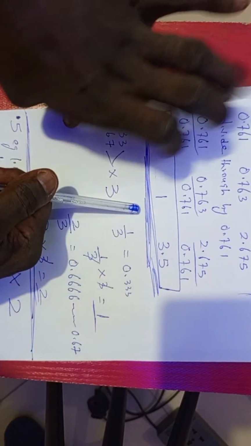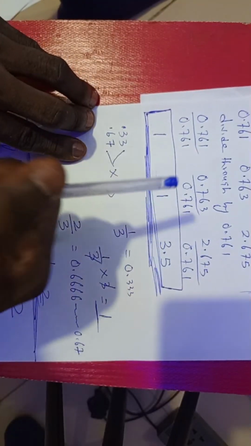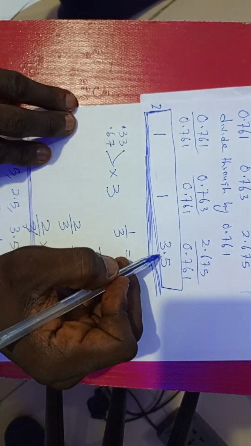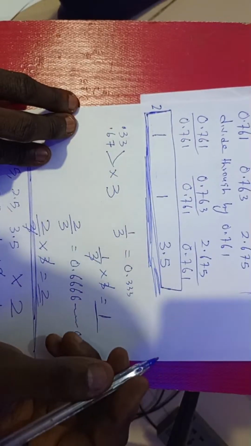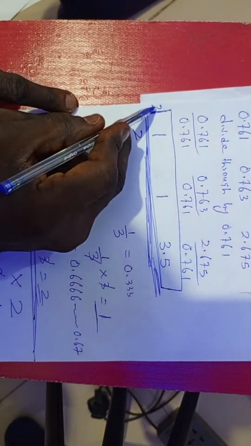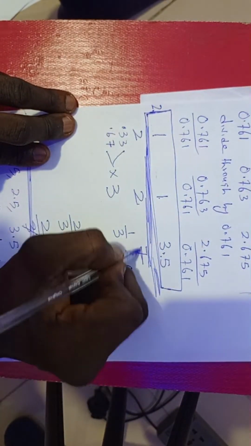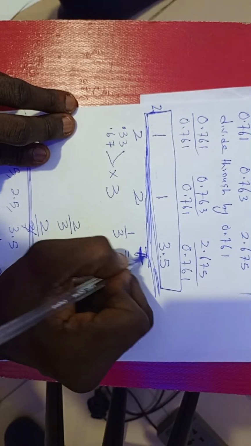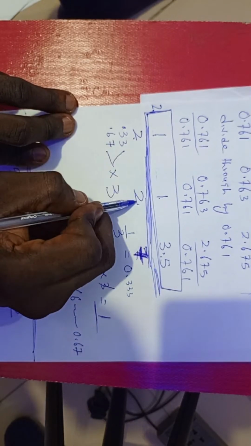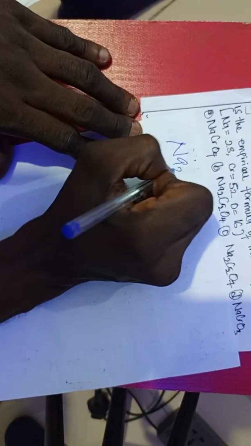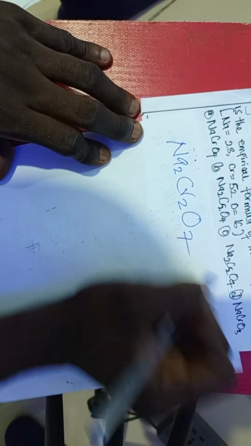Now, we just encountered a 0.5 here. So how do we get our final answer from here? I'm going to multiply through by 2 because I just encountered this 0.5. So 2 times 1 will give me 2. 2 times 1 will give me 2. And 2 times 3.5 will give me 7. So this will be my final answers here: 2, 2, and 7. Therefore, the final answer to this question is Na2Cr2O7, because my answers are 2, 2, and 7.